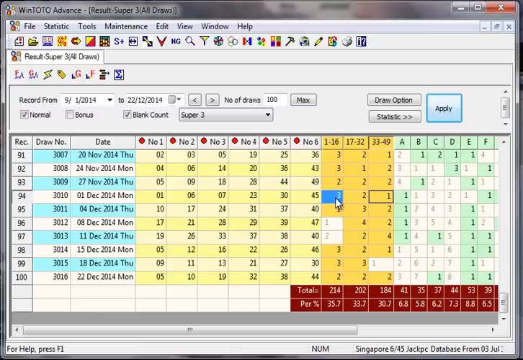That means 1 to 16, we should expect this coming draw to have 3 numbers from there. From 17 to 32, we could expect 2. And from 33 to 49, we could expect 1. So please take note of all these changes.